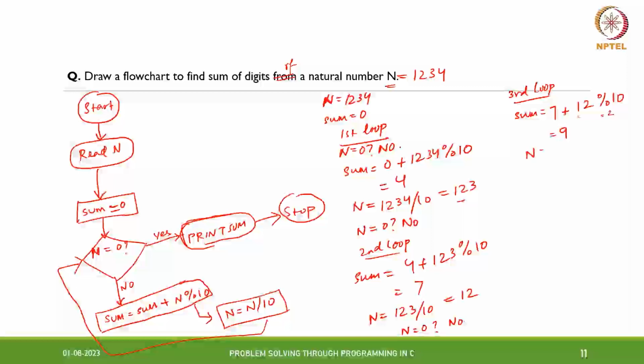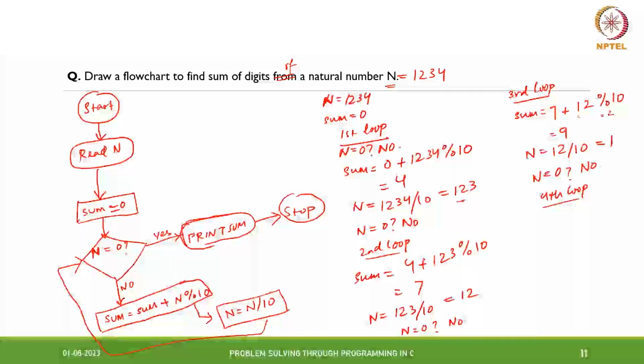So after doing that, n equals n by 10, so 12 by 10 will give us 1, because the decimal part is to be ignored. It's a natural number, so the decimal part will be ignored. So n equals 1. Now we ask again, is n 0? No, it's not 0, it is 1. So we go to the fourth loop.